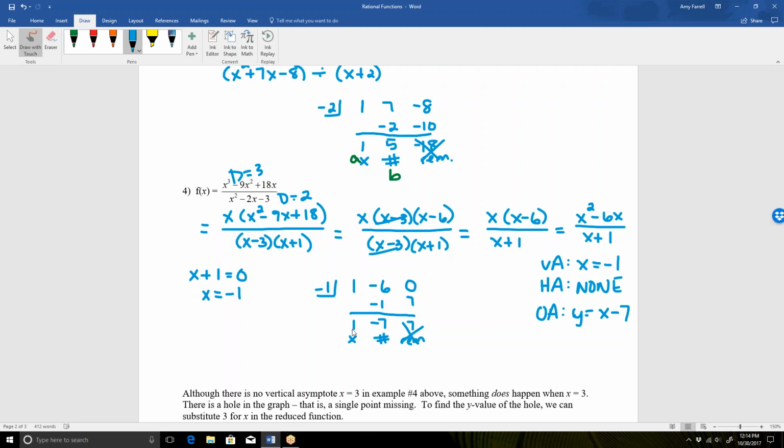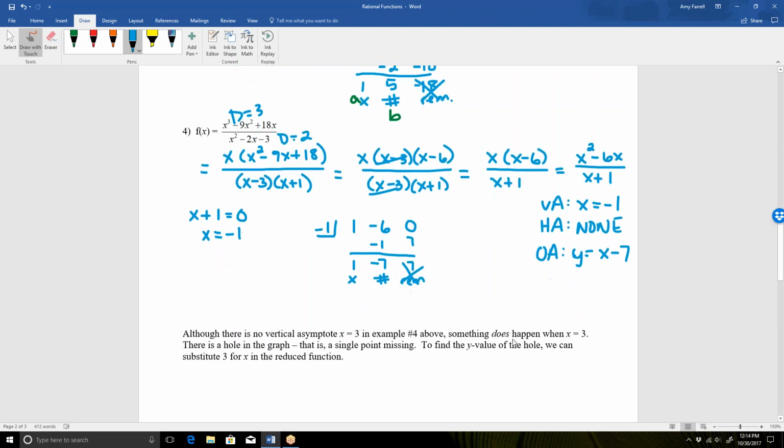I'm getting that from looking at the quotient when I divide the numerator by the denominator of the reduced function. So y equals x minus 7. You would get exactly the same thing if you used long division with the original function. We would still get y equals x minus 7. So these are our answers. We end up having 2 asymptotes.